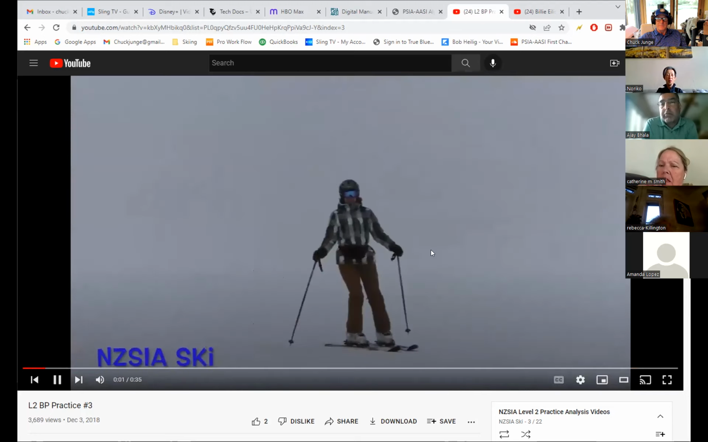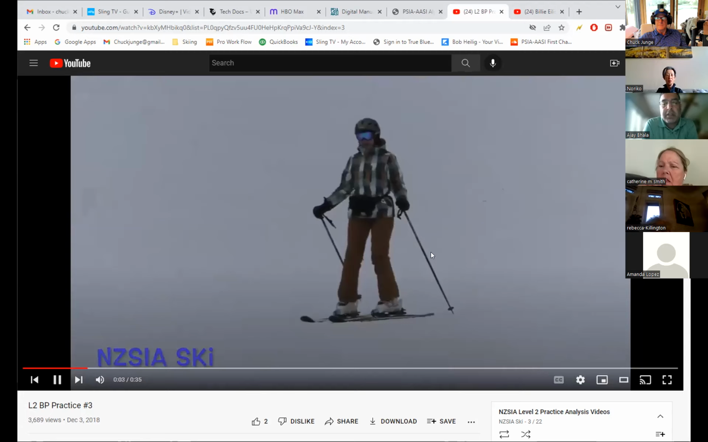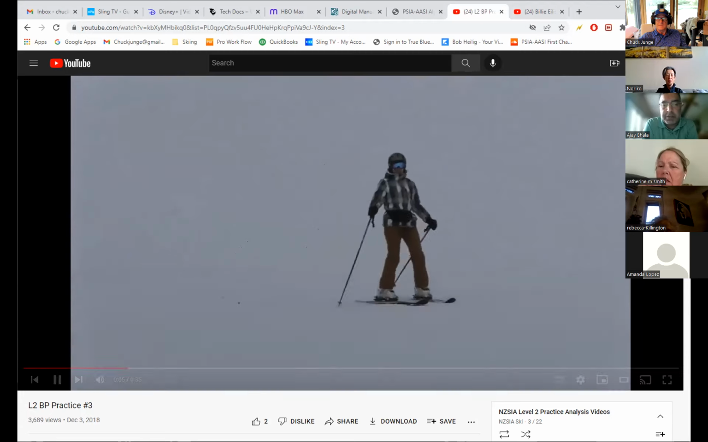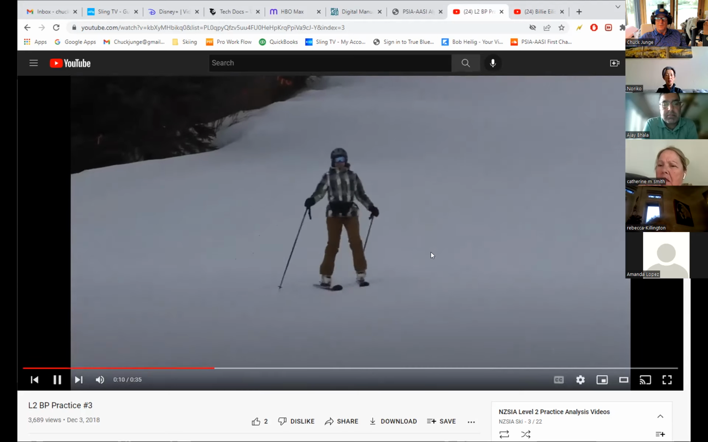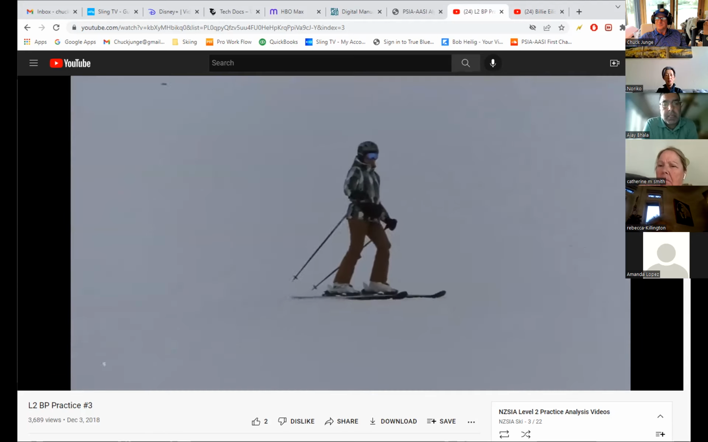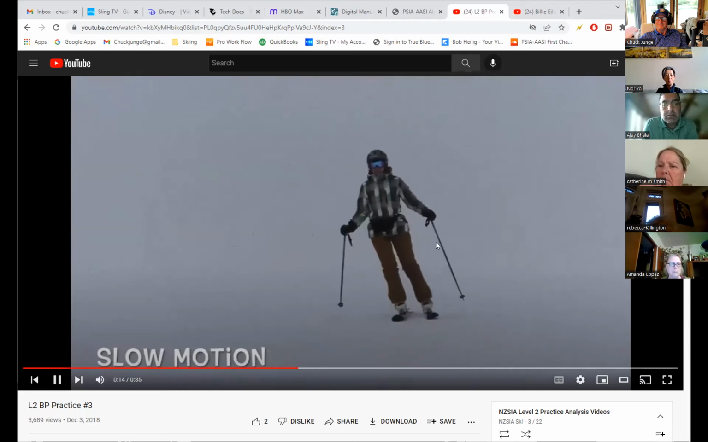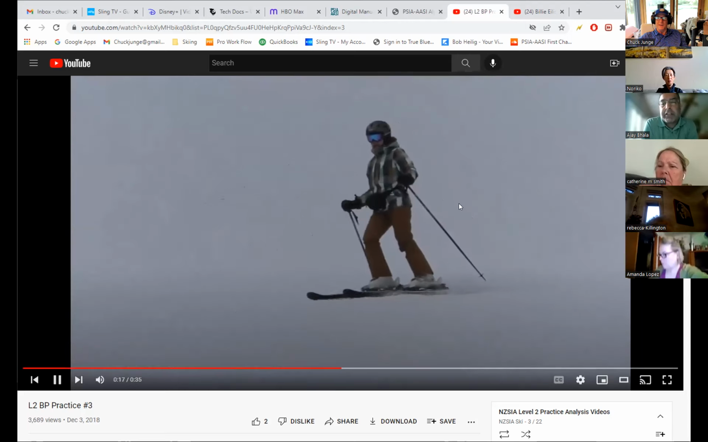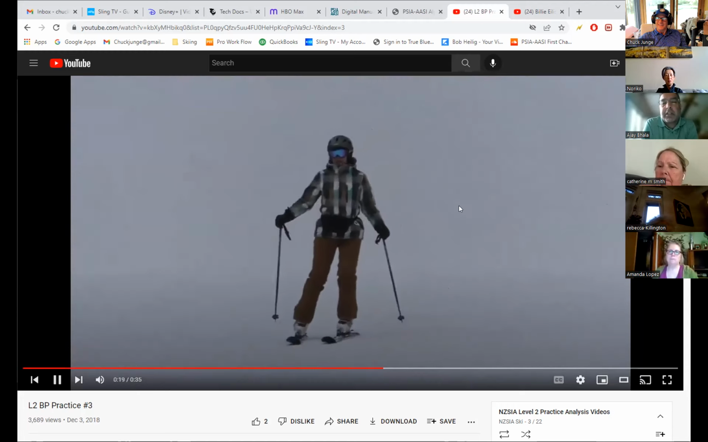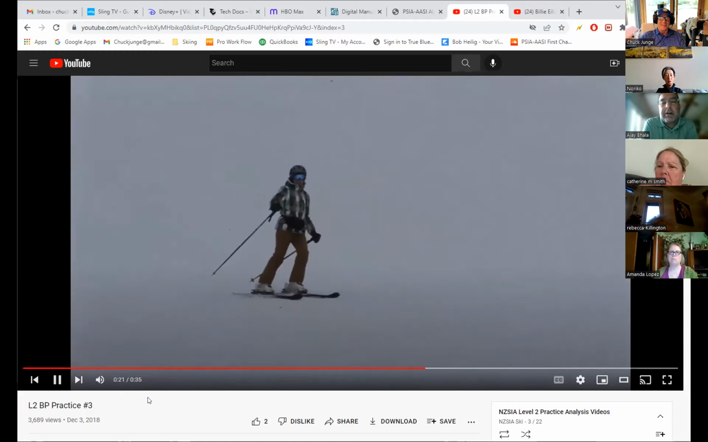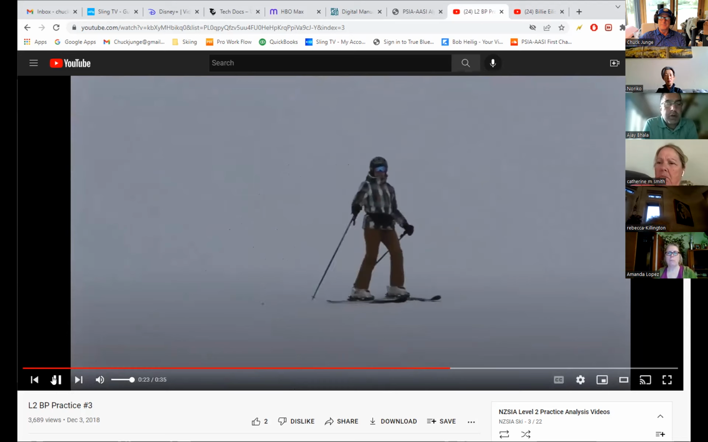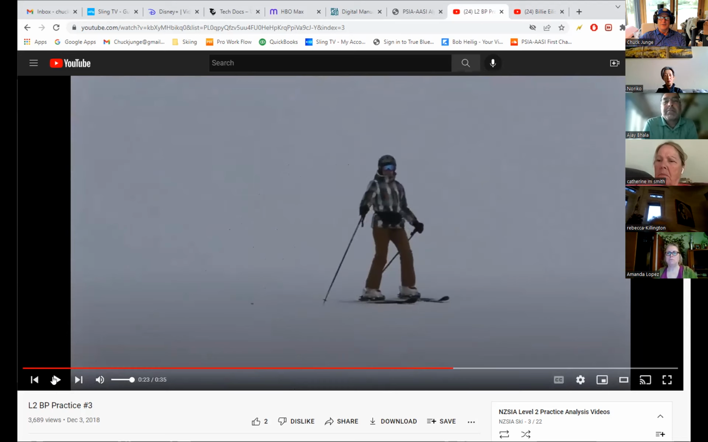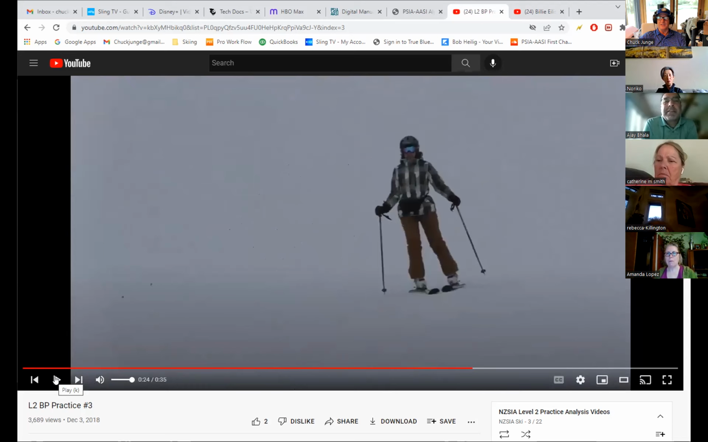And you're absolutely right, Rebecca. Her turn initiation is upper body rotation. But why? Why is it upper body rotation? That's the answer right there. What else does she have available to her? Well, that's the question. That's the answer, isn't it?